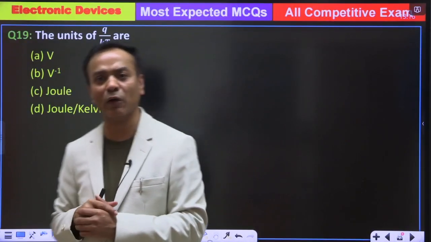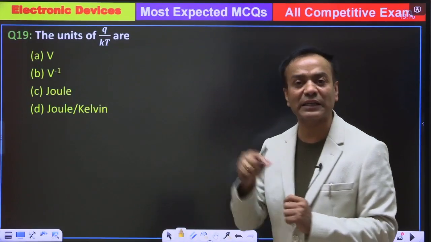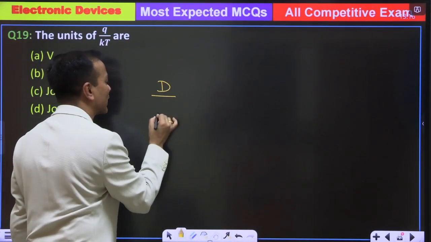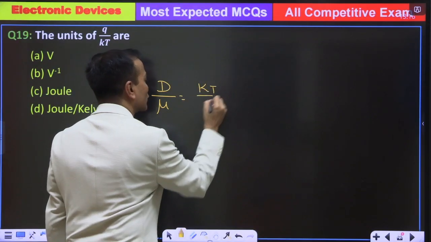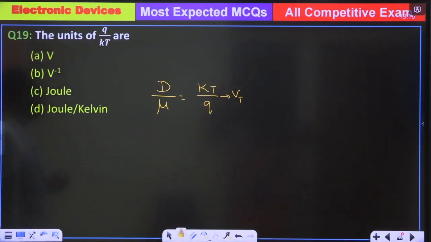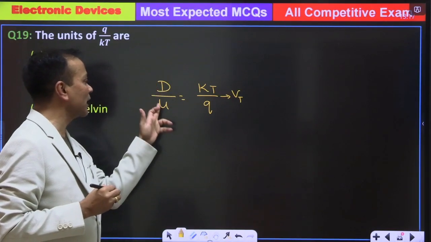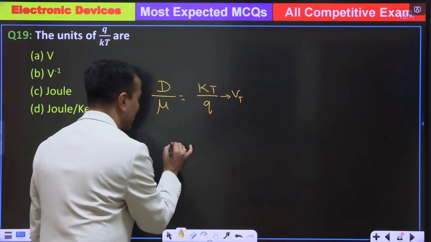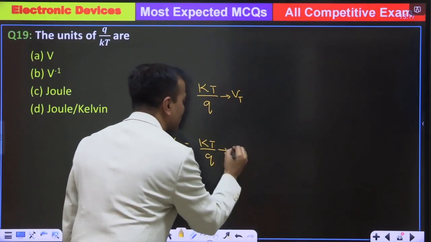So here, if you recall, or if you have studied the Einstein relationship in the ADC part, it gives that diffusion coefficient or diffusion constant divided by mobility is equal to kT by Q. So kT by Q is called simply thermal equivalent voltage. As per the Einstein relationship, D by mu is equal to kT by Q. So this kT by Q is nothing but voltage. Here this Vt is given as kT by Q. Now their unit is volt.